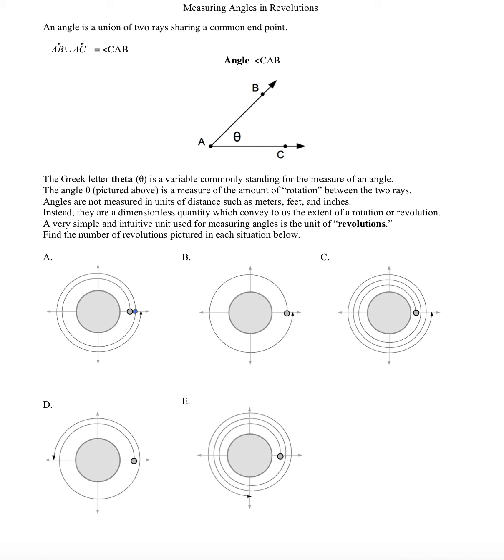I count 1 time, 2 times. So that's going to be 2 revolutions. But we want to give symbols for this quantity, and we'll call it delta theta. Delta theta stands for what's called an angular displacement, and that could be measured in revolutions. Delta theta is 2 rev. Try the others for yourself, and then I'll give my answers.